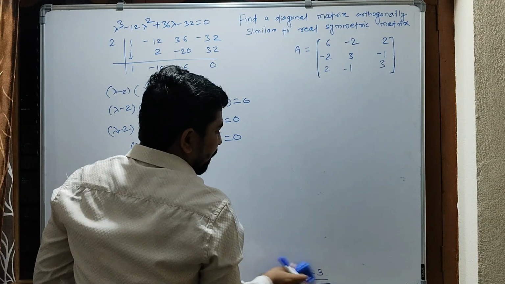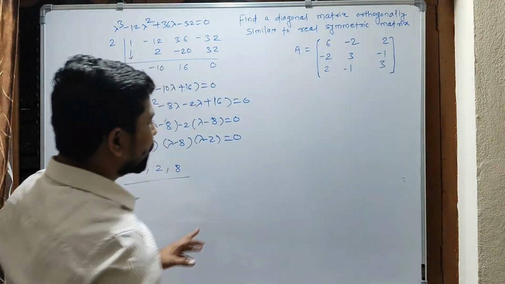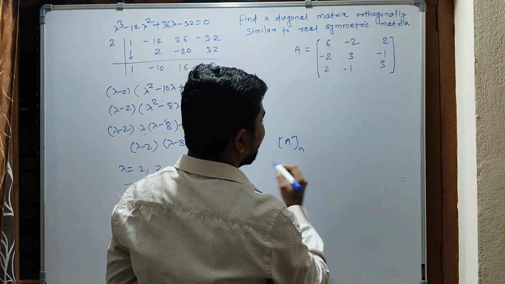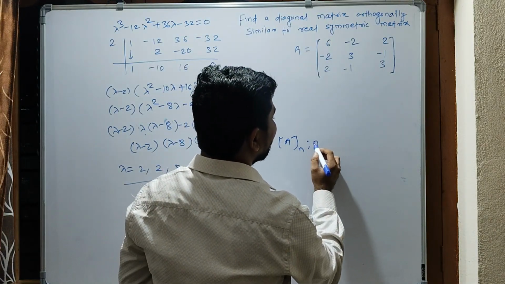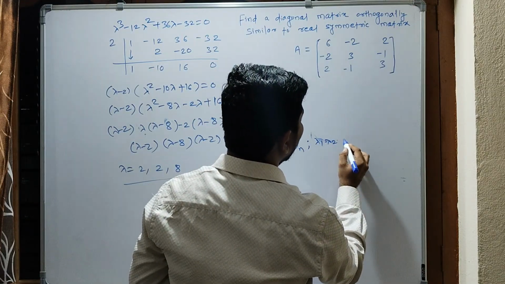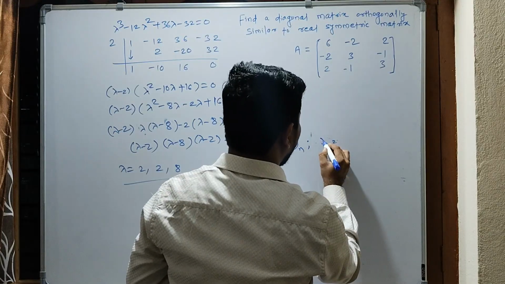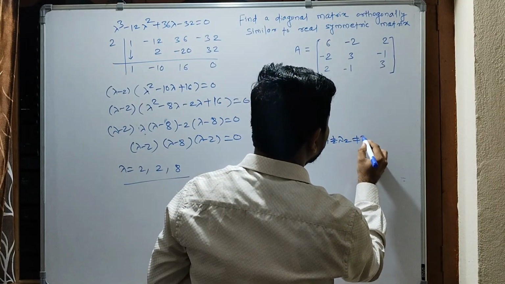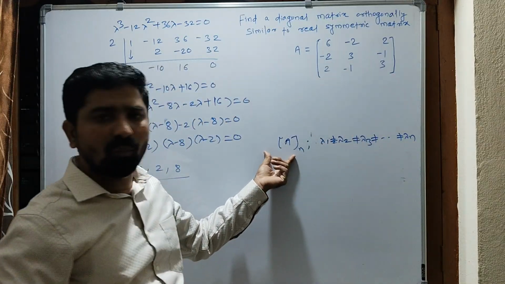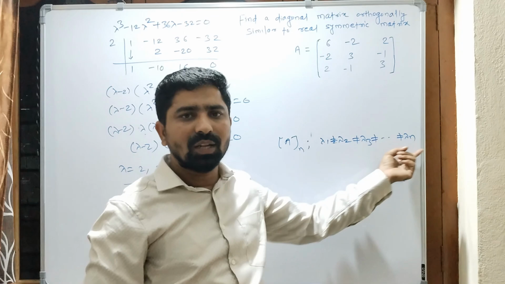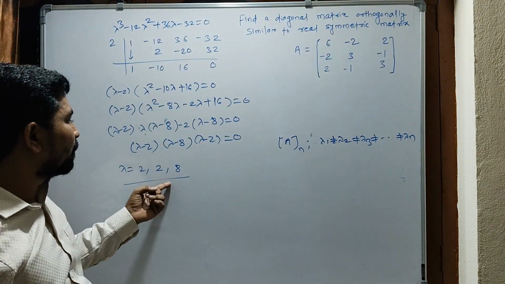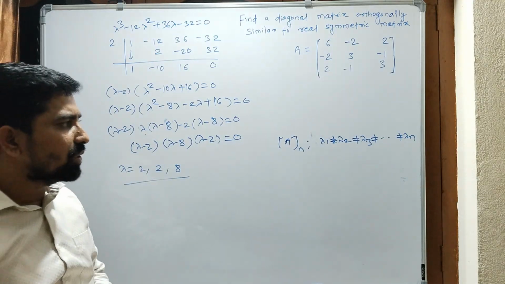All of you know this result: if A is a matrix of order n and you have n distinct eigenvalues, lambda 1 not the same as lambda 2, not the same as lambda 3, and so on up to lambda n, then that matrix is diagonalizable. But here this is a matrix with a repeated eigenvalue. So this is one result.